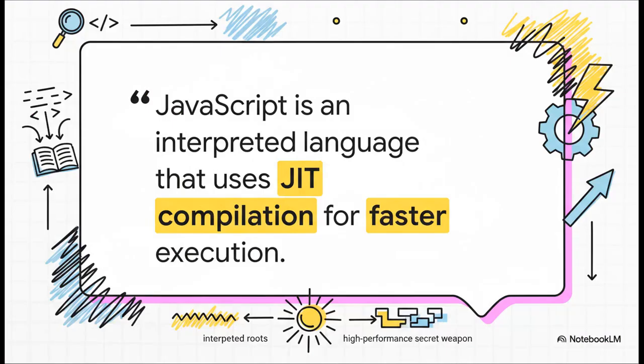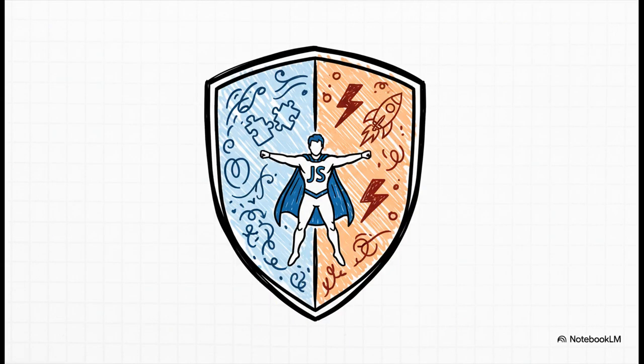This is it. Right here, this is the sentence to remember. JavaScript is an interpreted language that uses just-in-time compilation for faster execution. It's perfect. It's accurate, it's short, and it proves you get the nuance. You're acknowledging its history as an interpreted language, but you're also showing you know about its modern, high-performance secret weapon. And really, that's what this all comes down to. JavaScript's modern approach gives it the absolute best of both worlds. You get the flexibility and the fast startup of an interpreter, but you also get the raw, incredible speed of a compiler for the parts of your code that need it most.